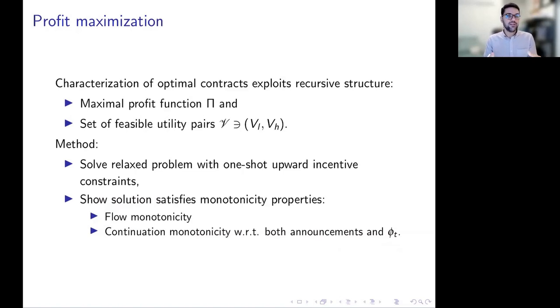I just want to say that one of the contributions here is to come up with a set of monotonicity properties that are useful to connect this relaxed problem with the original problem, and they're described in a way that allows us to leverage the recursive structure of this profit maximization problem.